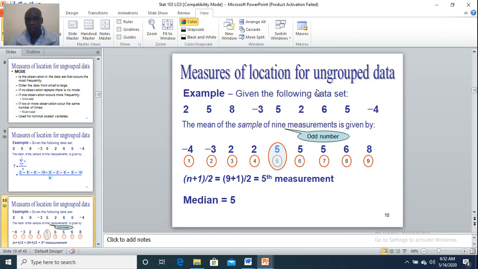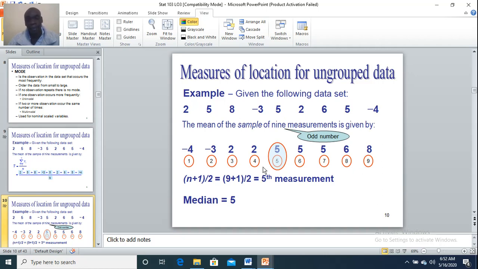Then we now want to find the median. So we arrange these numbers in order of size. We can see that the smallest number here is minus 4, followed by minus 3, followed by 2, 2. If a number repeats, you repeat it also. So it's minus 4, minus 3, like that. I'm labeling them: the first one is minus 4, up to 9.